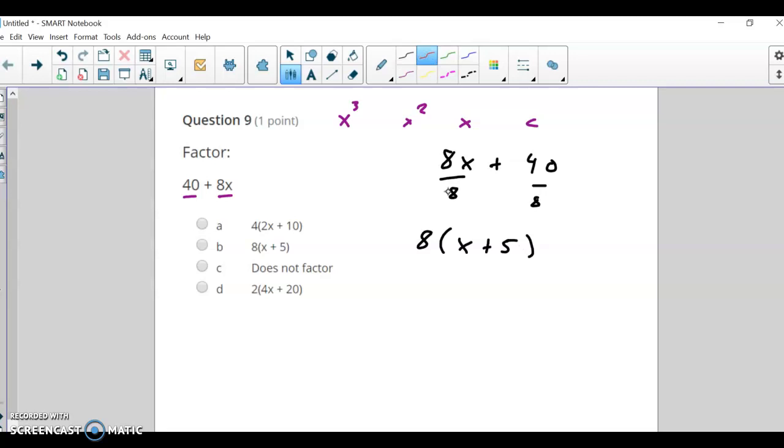All right, and if I want to check it, make sure that it's actually equal to what I started with, you could always just imagine distributing that in and see if you would get this, and you would hopefully see that those two are equal. So the answer we're looking for here is letter B. All right, hopefully that makes sense.